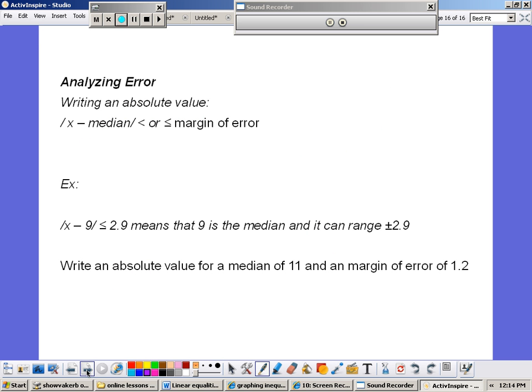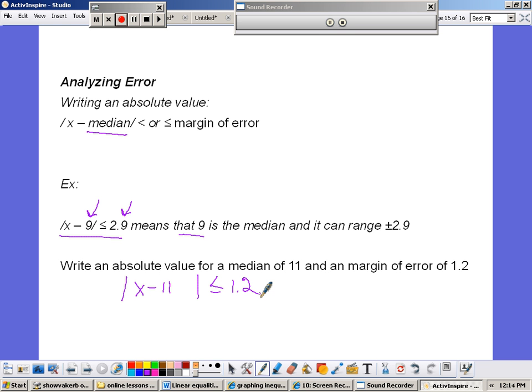Okay, analyzing an error or understanding an absolute value, what it says, and writing one. An absolute value is x minus the median. Median is the middle value. Then it's less than or equal to the error, the amount you can go up or down. So what this means is my middle value is 9, and I'm allowed to go up or down 2.9. So I want to write one for if my middle value is 11, and I'm allowed to go up or down 1.2.